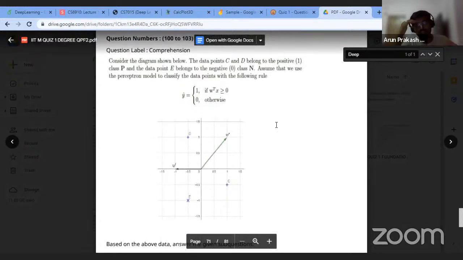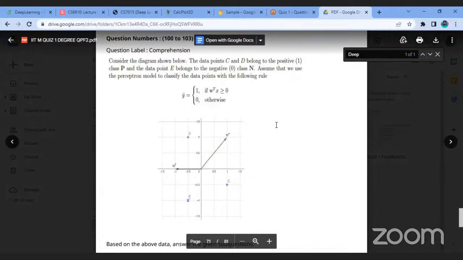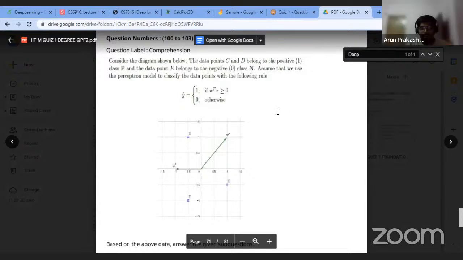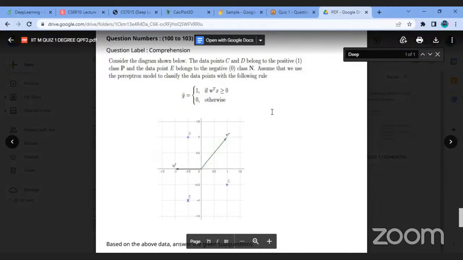So, sir, how to solve this whole question? What's your question, or do you want me to explain? Okay, then can I tell you how I solve it, and then you tell me where I have gone wrong? First question: whether it is separable or not. I think it's separable.